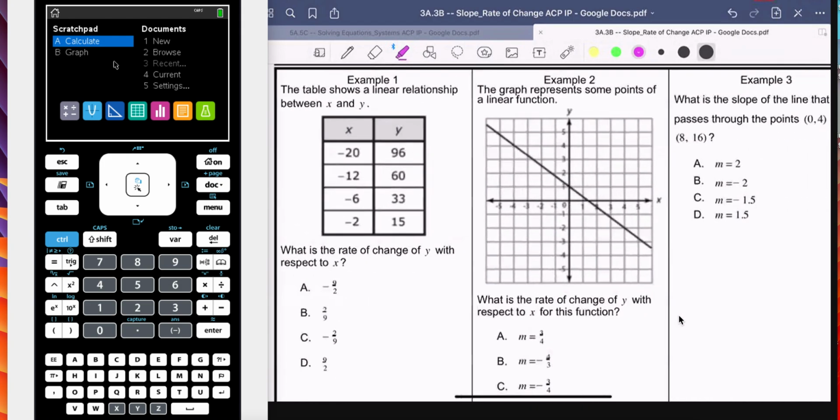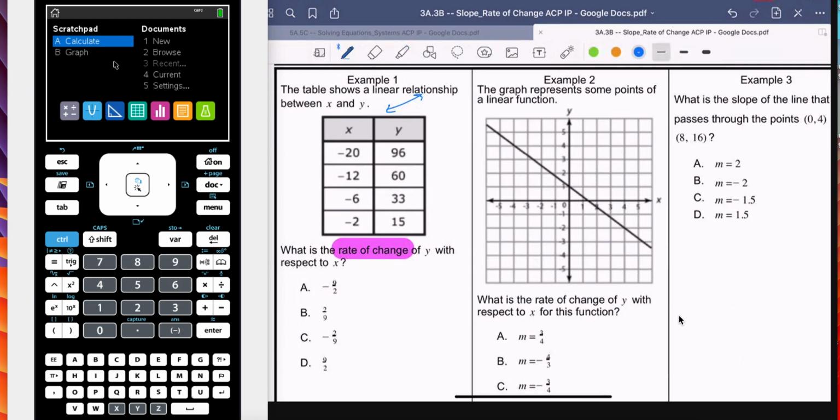I'm going to show you 2 ways to do this question. The first way is by choosing 2 points from this table. So let's go ahead and read it. It says, the table shows a linear relationship between x and y. So what I know from that is that this is going to be a line. I've got a table with x and y values, and the question says, what is the rate of change of y with respect to x?